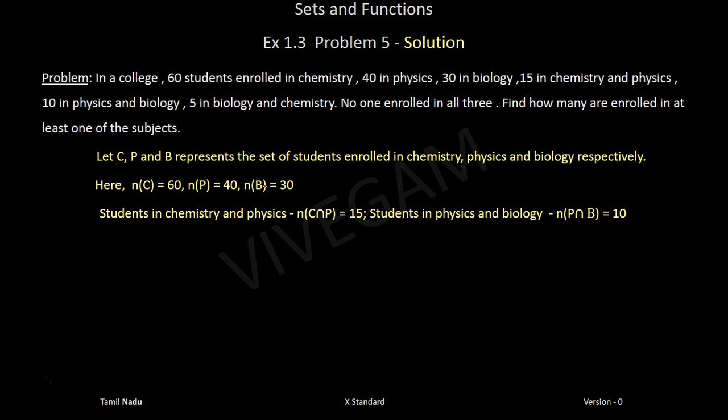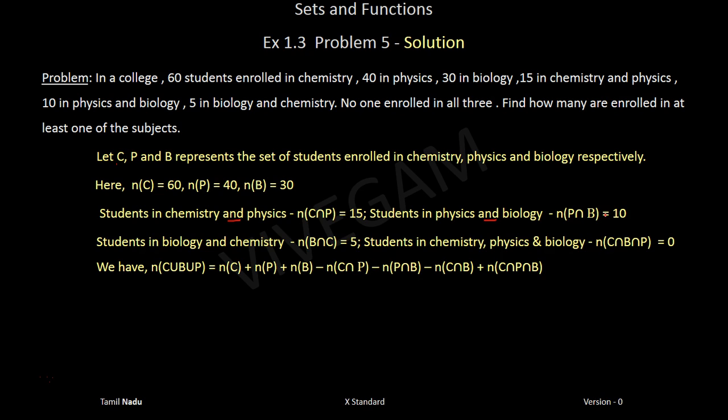Okay. So now the next thing is that students who are enrolled in chemistry and physics are represented by 'and', so C intersection P, and N of C intersection P is given as 15. Similarly, students enrolled in physics and biology, that is P and B, so N of P intersection B is 10. Then students enrolled in biology and chemistry, again 'and', so B and C, N of B intersection C is 5.